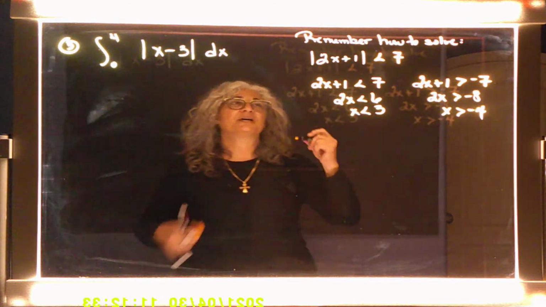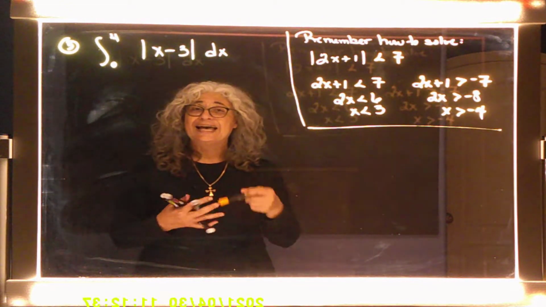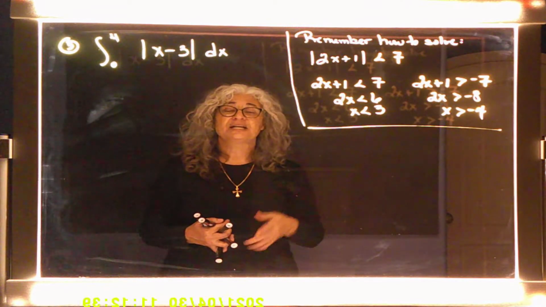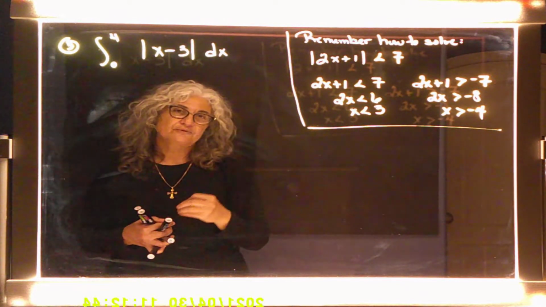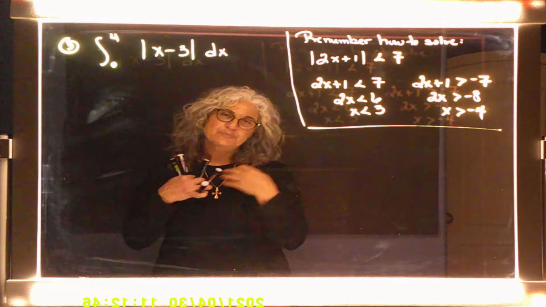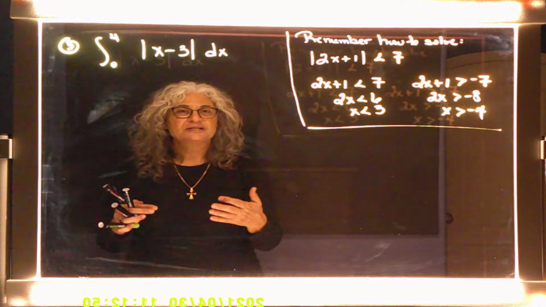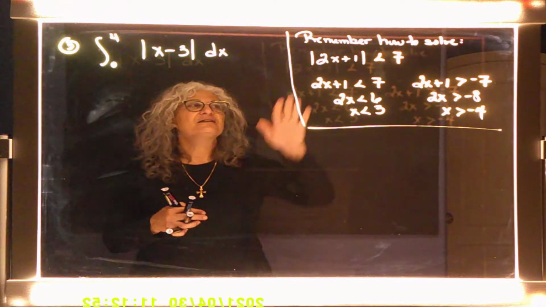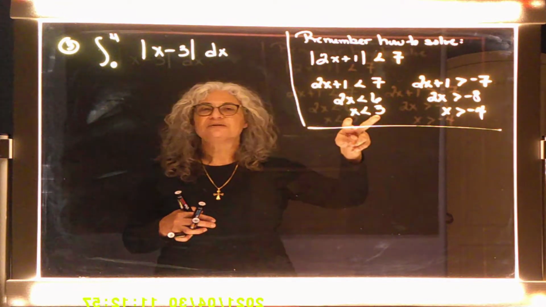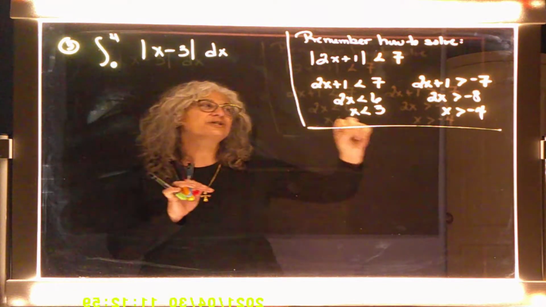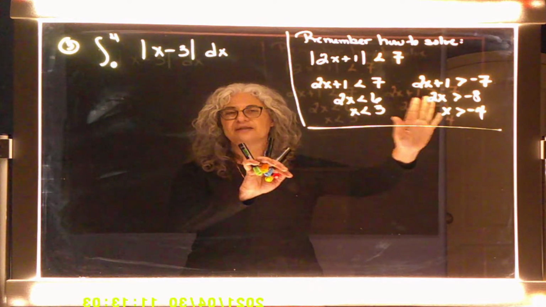Good? Okay, so now that you've remembered how to solve an absolute value inequality, for us to be able to work with the integral of an absolute value, I literally need to split the absolute value apart so I can put it into a piecewise function and handle it. Just like we did over here, this piece I work with for x less than 3. This piece I'm going to work with for x greater than negative 4. Okay, got it.